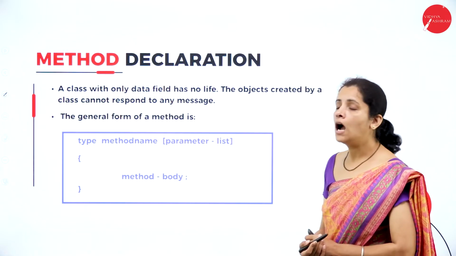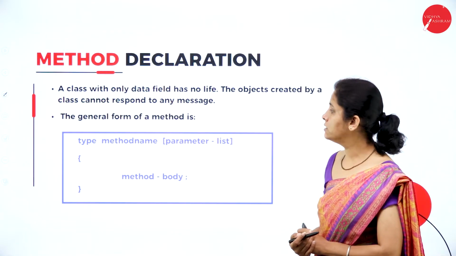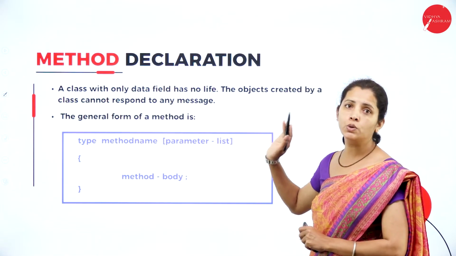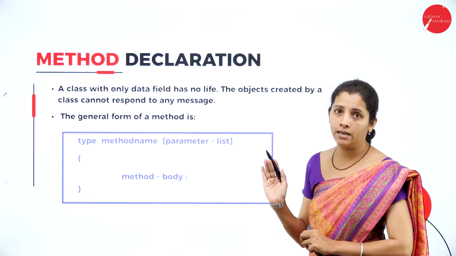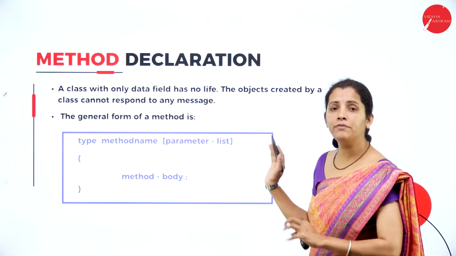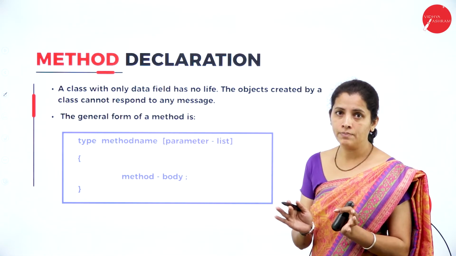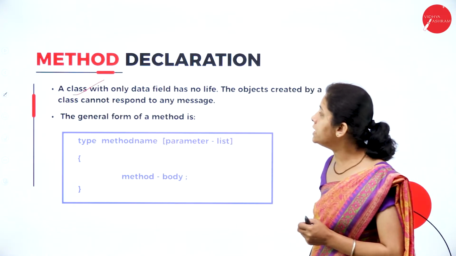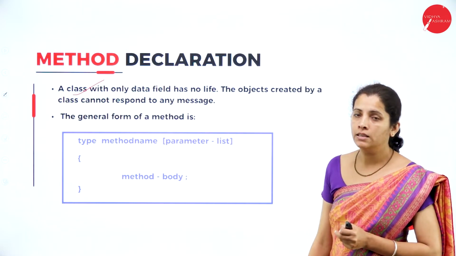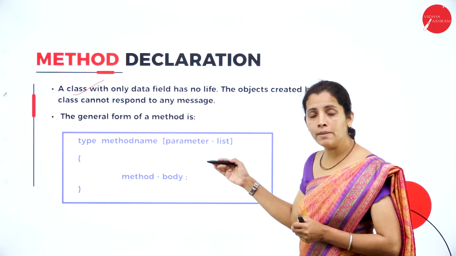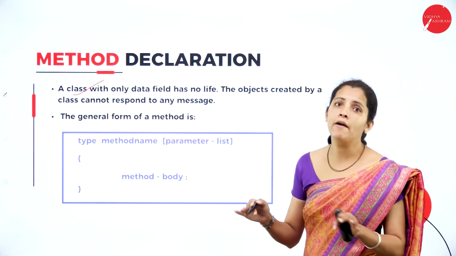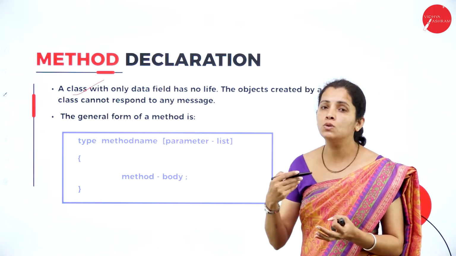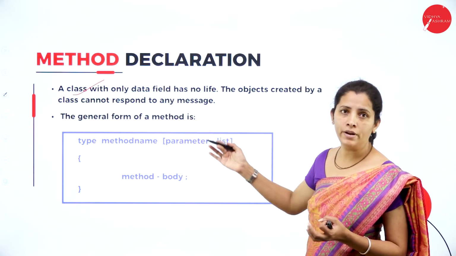Now dear student, how am I going to declare a method? This is the general form. When I consider a class, the class is going to have the fields and methods. The class is going to have the fields, that is nothing but the data fields, and it's going to have the methods. So a class with only data fields has no life. That means if I declare the variable inside the class and I don't have any methods in my class, then there is no value or there is no life for data fields.